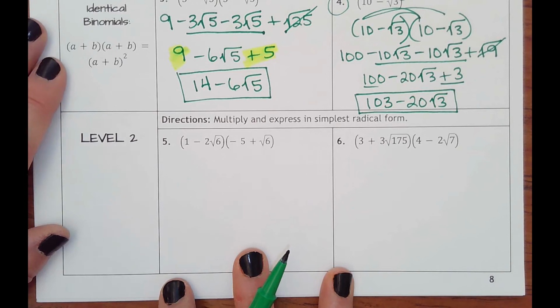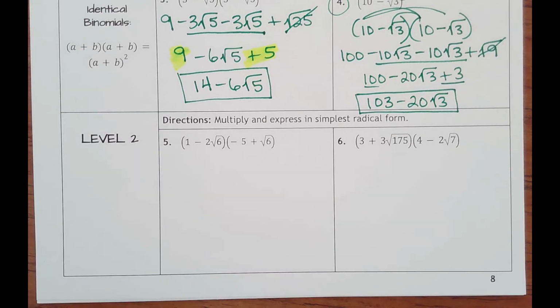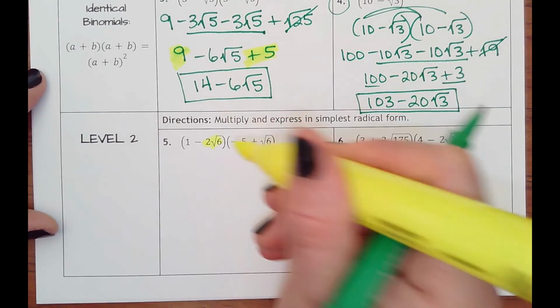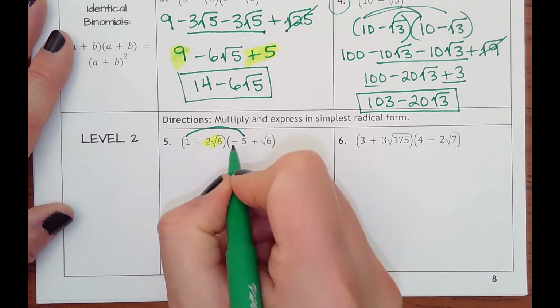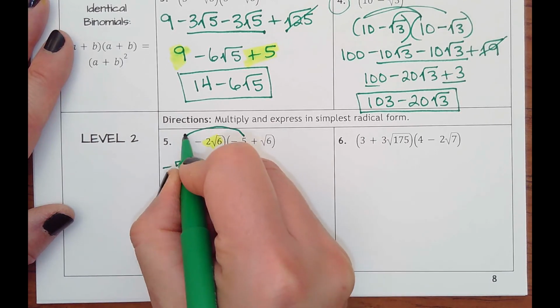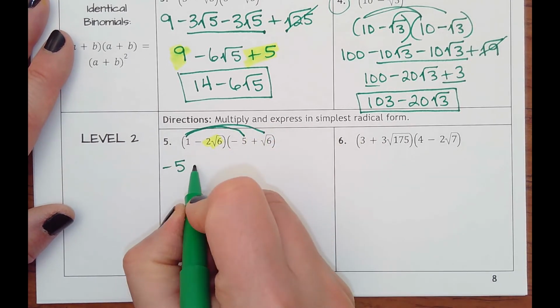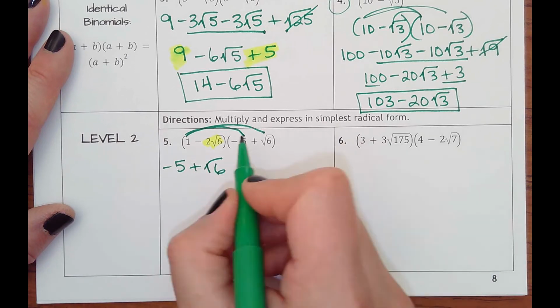Level 2 is not much different. The only difference really is that it's got a number maybe in front of a radical. So it's 2 square roots of 6. We haven't had that yet. Still foiling. 1 times negative 5 is negative 5. Outers would be 1 times square root of 6, square root of 6. Inners.